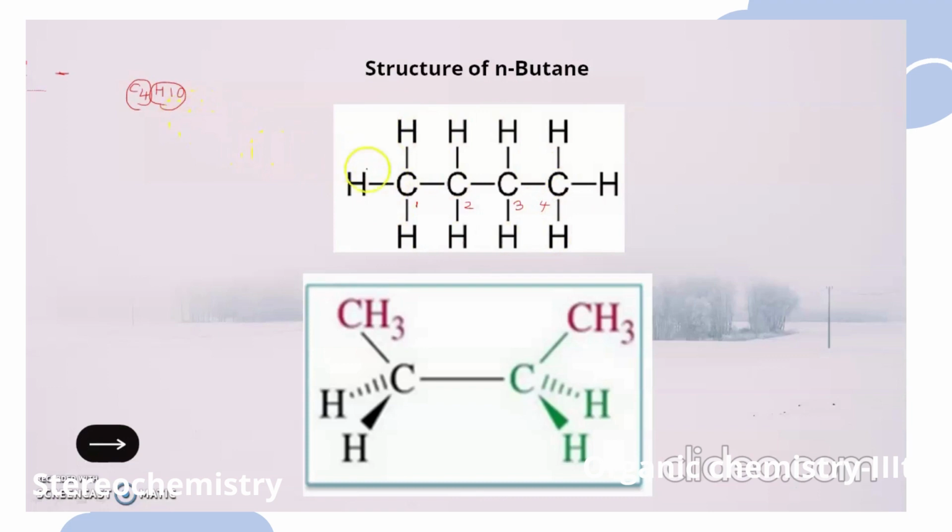In butane, it is observed that the restricted rotation of atoms or group of atoms around C2 and C3 is responsible for its conformational isomerism. Let's now see how around the C2 and C3 the restricted rotation of atoms or group of atoms can arise. Here I am representing the C2 carbon and C3 carbon. This is C2 and this is C3.